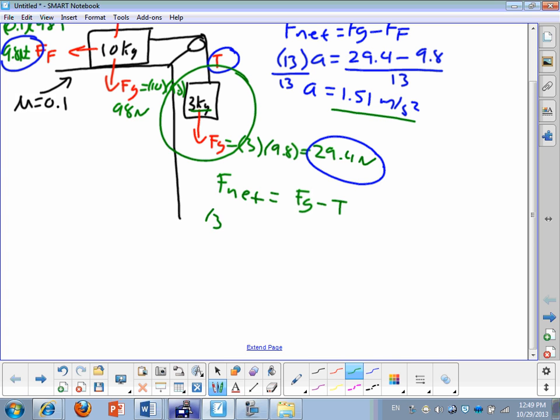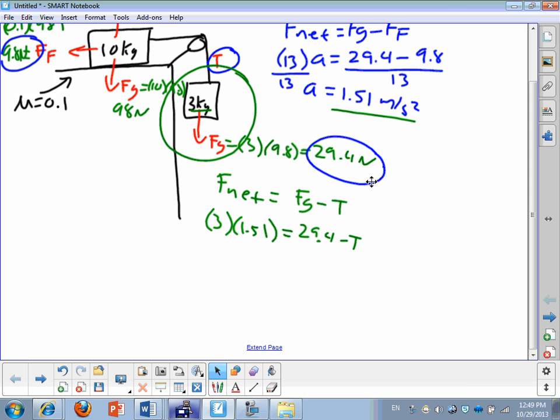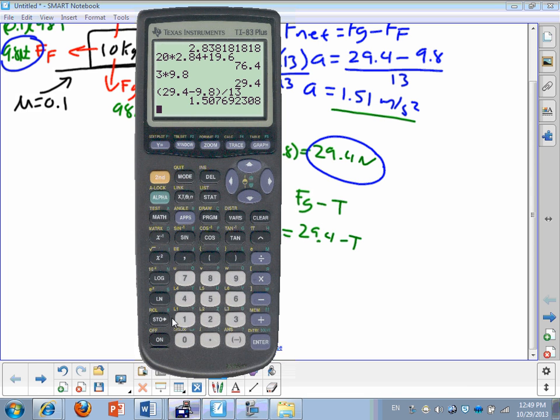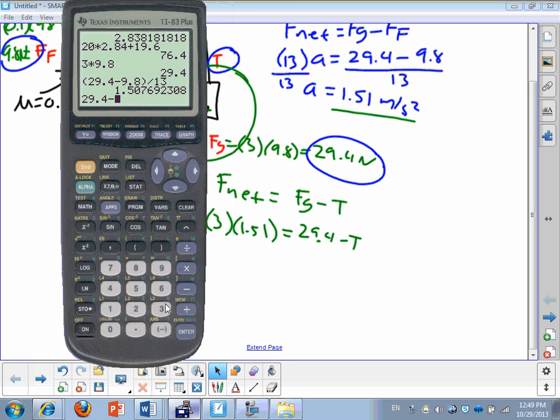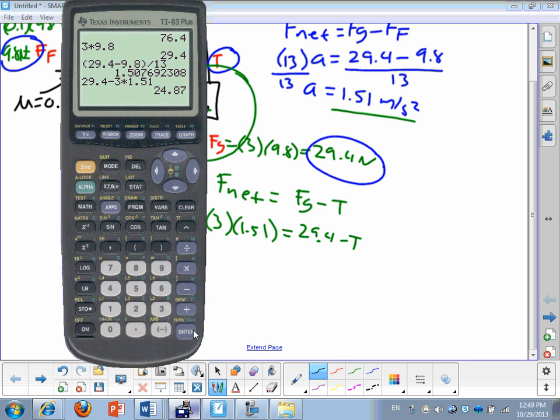So I take its mass times the acceleration. I know the force gravity minus the tension. I'm just solving that for T. I take my 29.4 minus 3 times 1.51. The force tension in that string is 24.87.